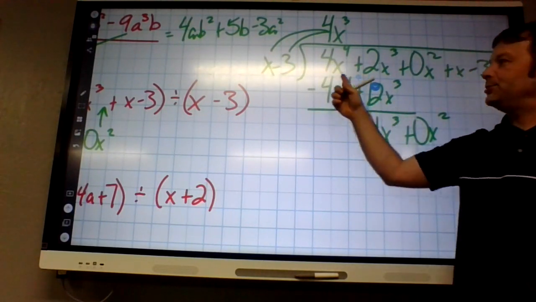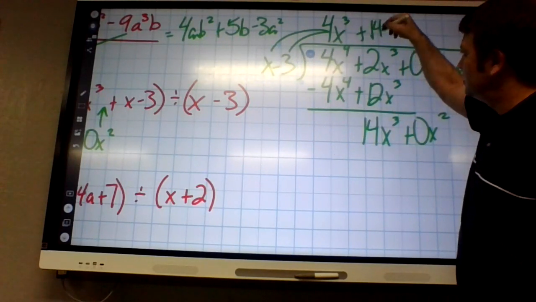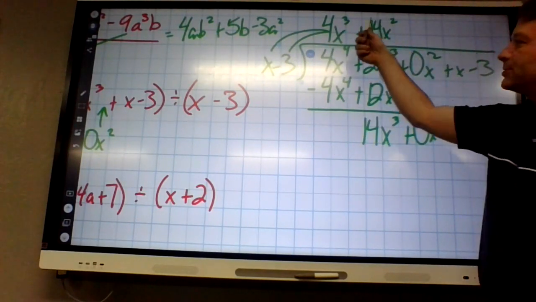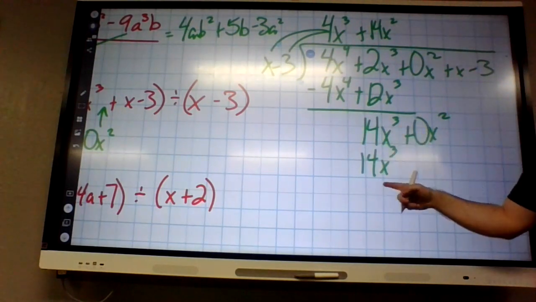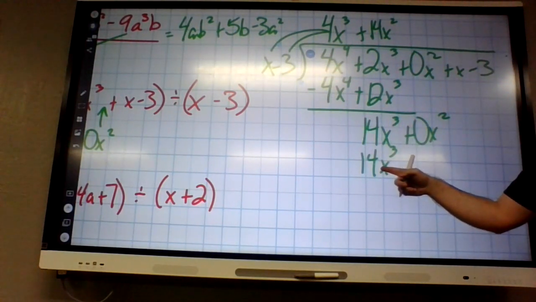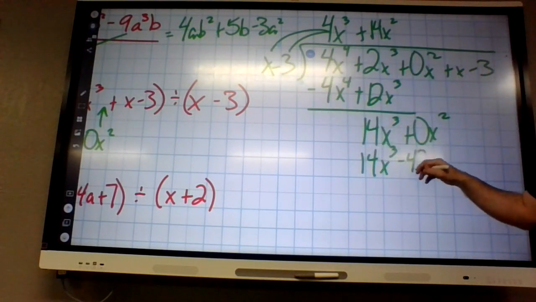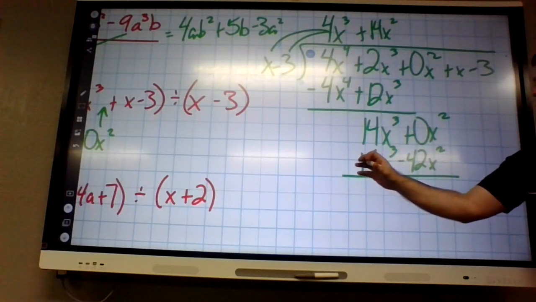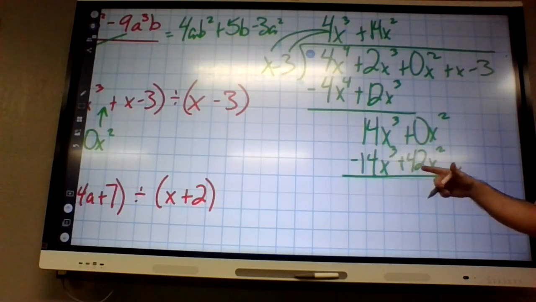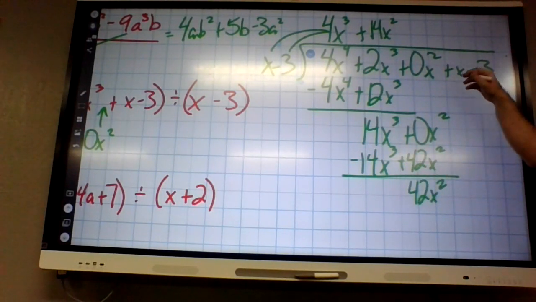Okay, and then you start over. What's 14x cubed divided by x? 14x squared. Yes, 14x squared times x is 14x cubed. This first term should always match, so when you subtract them, they go away. 14x squared times minus 3 is minus 42x squared. But then you subtract the bottom line, which means we're adding 42x squared to nothing. Bring down the plus x.